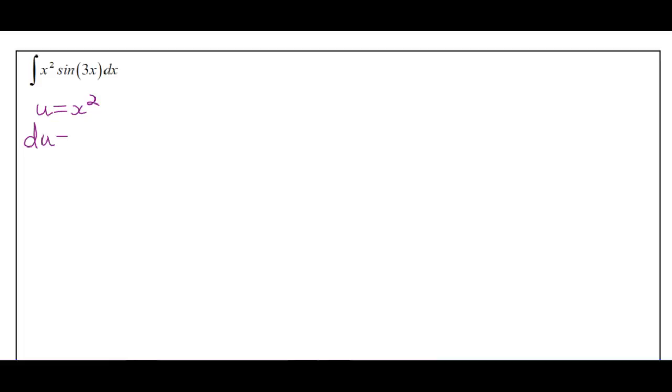What's du? 2x dx. Okay, what's dv? Sine 3x dx. What's v? Yeah, I should have left some room for the negative sign. So v is negative 1/3 cos 3x.